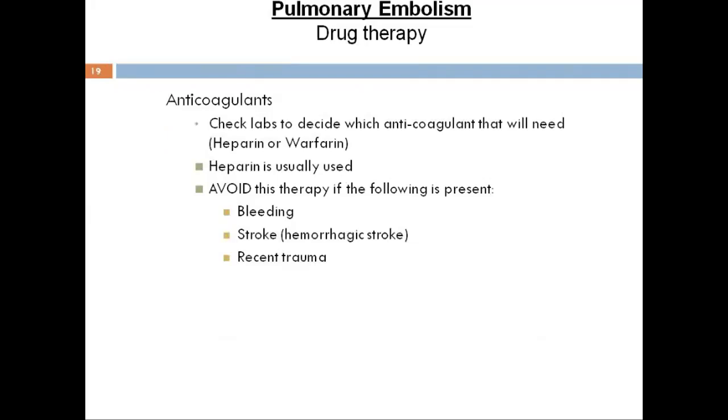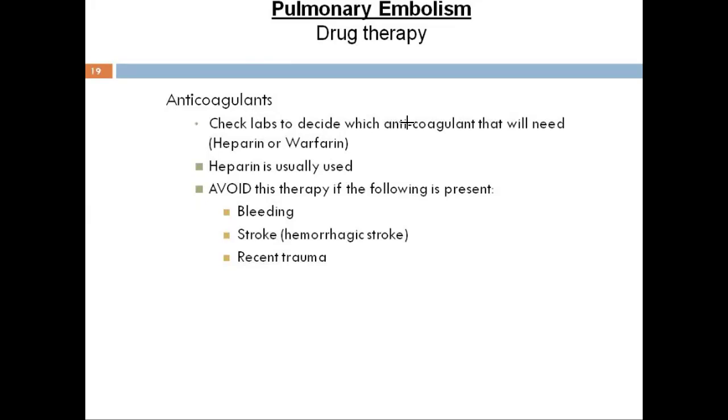Now, drug therapy using the anticoagulants. It's very important to check the labs to decide which anticoagulant will be needed, whether heparin or warfarin. So this will depend on the evidence from the lab results, but heparin is usually used here.